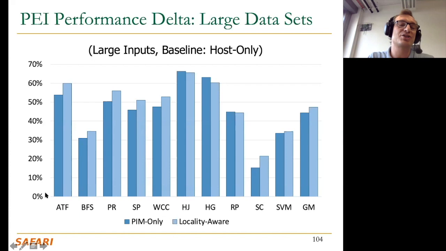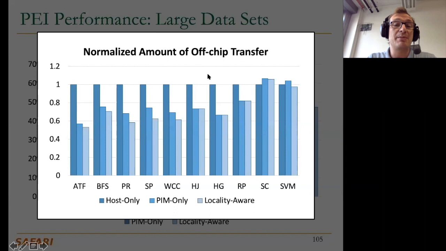So basically, you get significant performance benefits. And our locality-aware decision mechanism is usually good, but sometimes it's degrading performance. Sometimes it's not making the right choice, as you can see. Okay. And we're improving performance because we're reducing the amount of off-chip data transfer compared to host-only execution, PIM-only execution, et cetera. Okay, let's take a look at the small data sets.